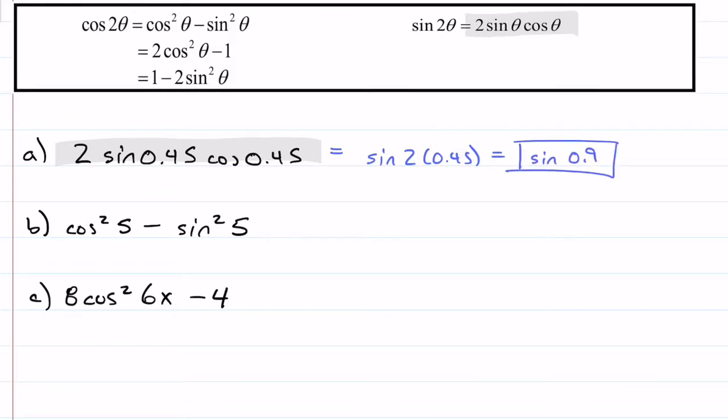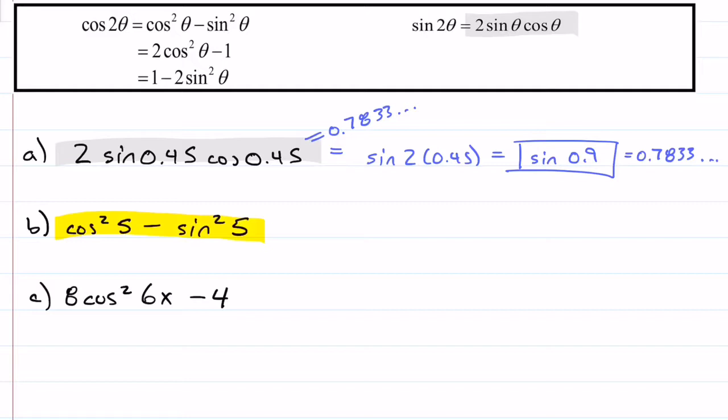2 times 0.45 is 0.9. If I want, I can verify this by punching in sine 0.9 on my calculator, and I get 0.7833, etc. Then on the calculator, also put in 2 times sine of 0.45 times the cosine of 0.45, and you should also get 0.7833, etc. So I know this is the right answer.